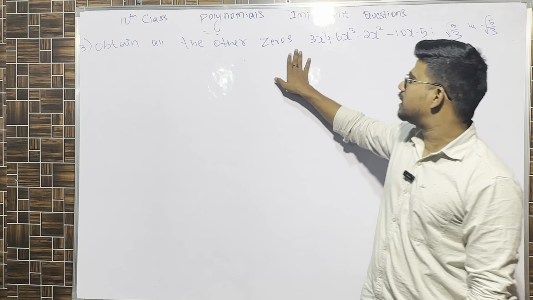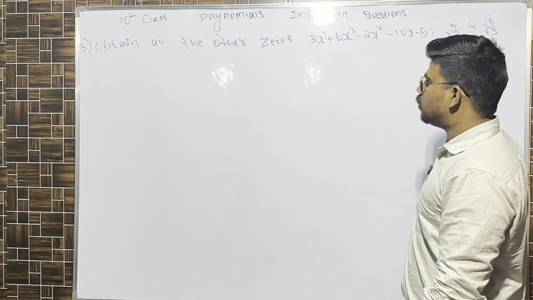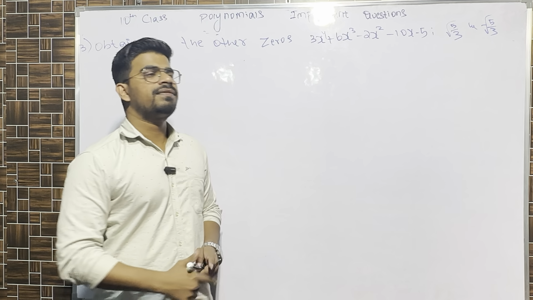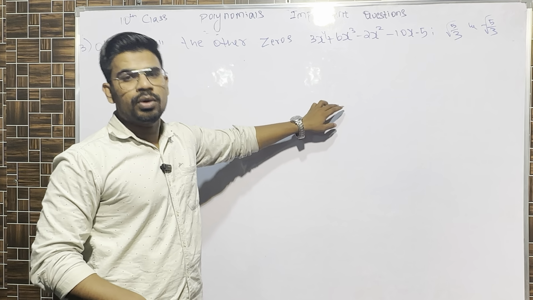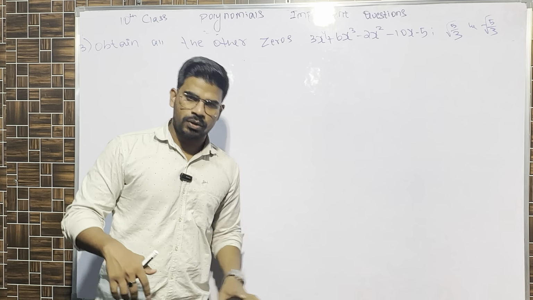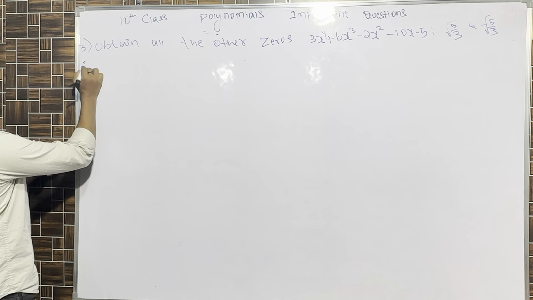I'll repeat once again, this is the dividend. We do not have the divisor, however we have two zeros. So using those two zeros, we'll find the divisor. Once we have the divisor, we'll divide this polynomial, and after dividing you'll get a quotient. Using that quotient, you have to split the middle term and find two more zeros. Clear? So right, let's first find the divisor.